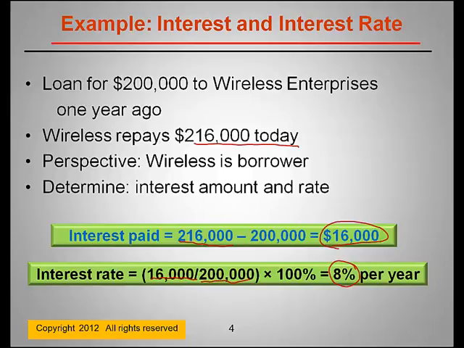When interest is earned, the interest rate is called the rate of return, or ROR. When invested funds earn at an interest rate of, say, 8%, the rate of return is 8% per year from the perspective of the person or the corporation making the original investment.